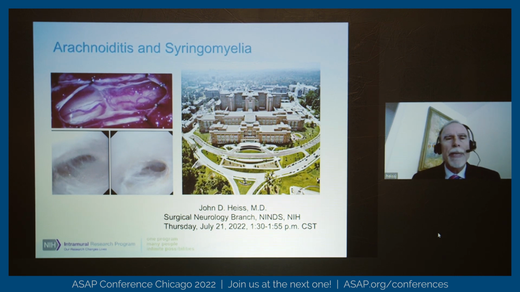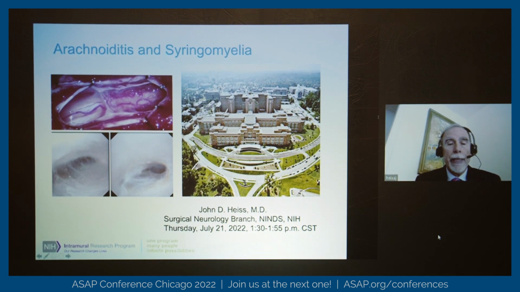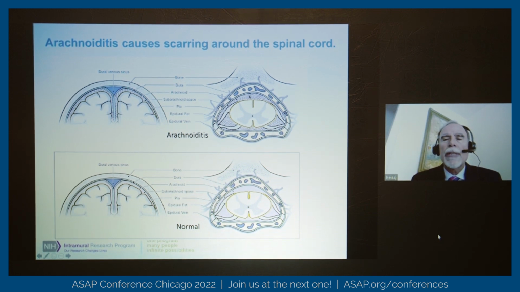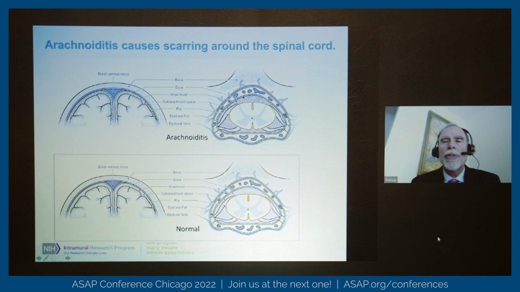But I'm going to speak on arachnoiditis and syringomyelia. And let's see if I can get this to advance. All right. So arachnoiditis causes scarring around the spinal cord. You see this crosshatch? It's really scarring in the subarachnoid space. It refers to the arachnoid membrane, which is here.